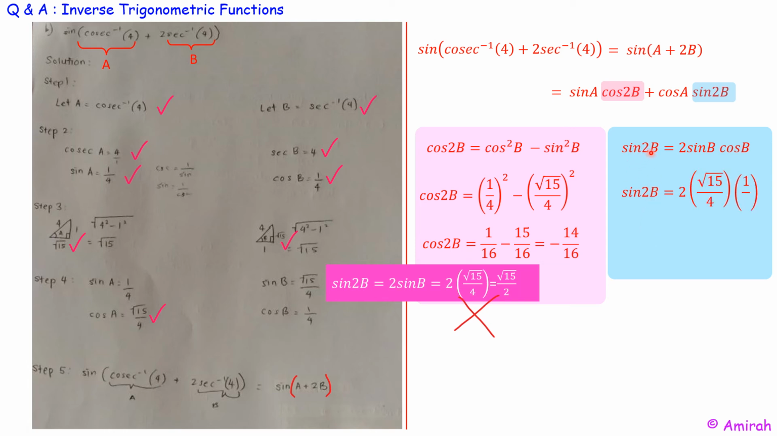Right, after that, sin 2B equals 2, we replace sin B with root 15 over 4, and then we replace cos B with 1 over 4. Then after we simplify, we get sin 2B equals root 15 over 8. Right? This is the value for sin 2B, and this is the value for cos 2B. Okay, we need to use the double angle identity. Alright? Got it?